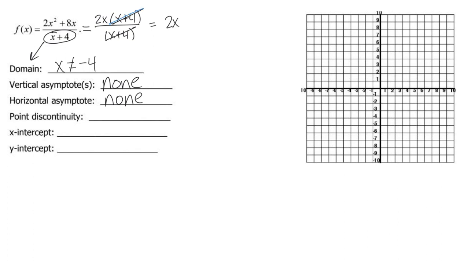The hole, or point of discontinuity, is what we crossed out. So since we crossed out x plus 4, the point of discontinuity is this -4, and then the x value is -4 because we crossed out x plus 4. The y value is you plug in the -4 for x and see what you get. So we plug in -4 into what's left of the equation, and we find that there's a hole at -4 and -8.